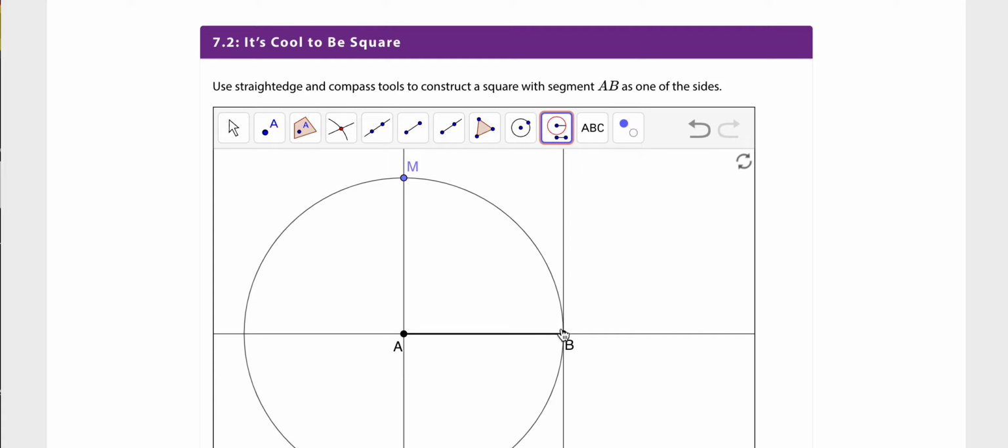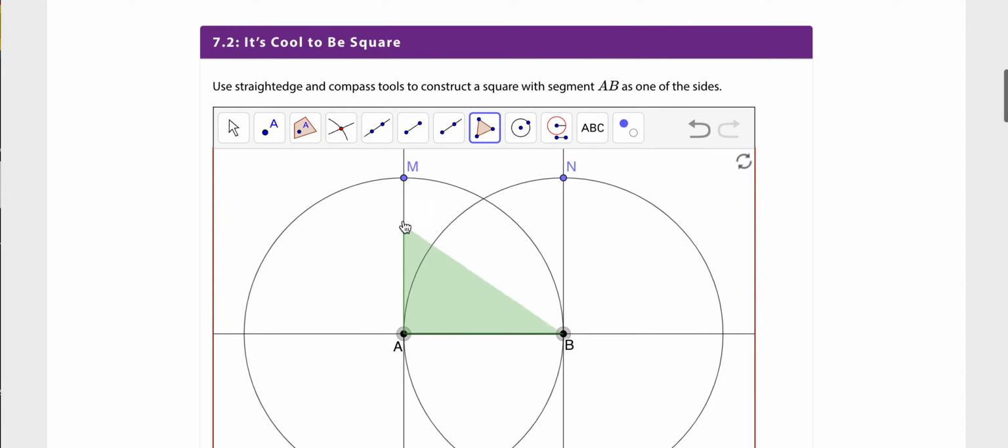So I'll just use the compass tool. I'll select A to B as the radius. I'll put that at point B, and then this last point up here should be the 4th point on my square. So now when I construct this, I can connect these 4 dots.